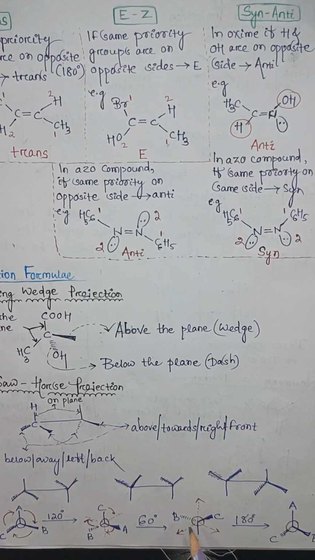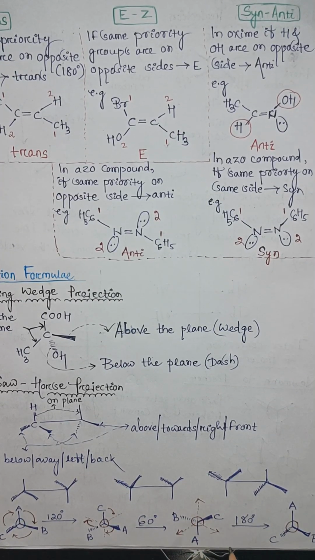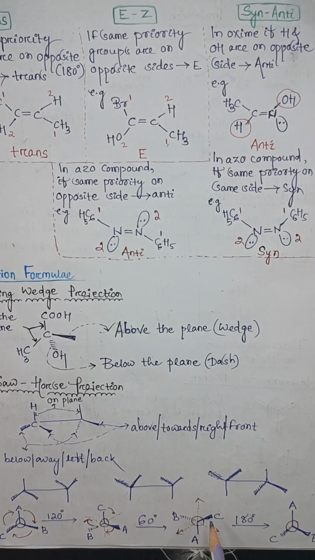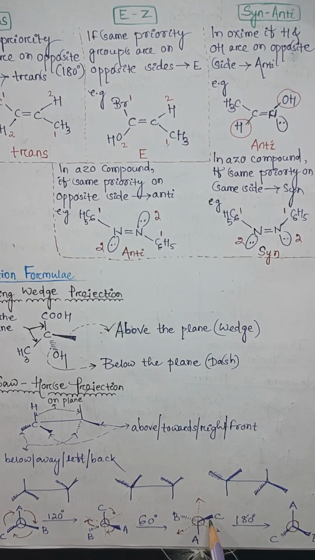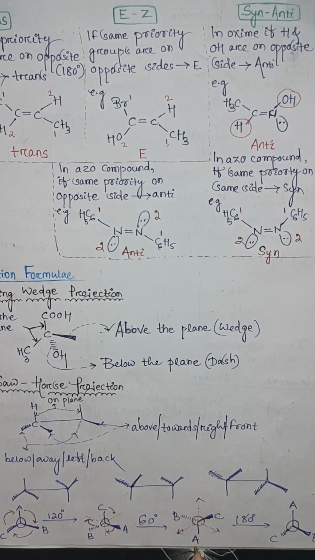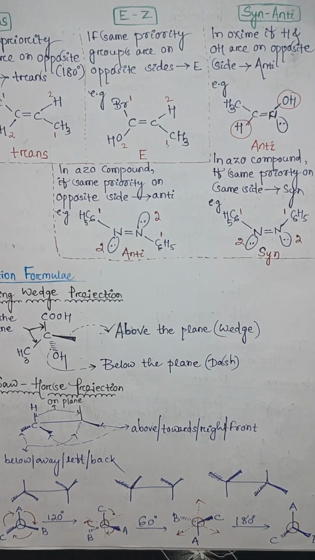We know the angle of a straight line is 180 degree. That means if we rotate this molecule by 180 degree, C will be exactly opposite of it, A will be exactly opposite of it, B will be exactly opposite of it. So this is what we obtain after rotating this molecule by 180 degree.